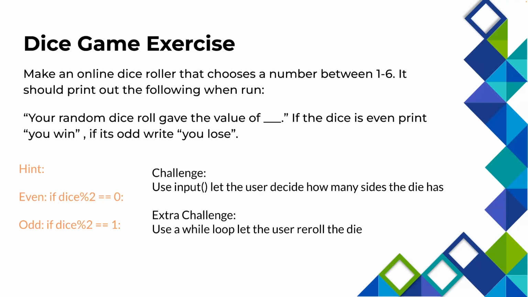Take a moment to implement this, and if you need some help, there are a few hints at the bottom. As a challenge, use the input function to let the user decide how many sides the die will have. And as another challenge, use a while loop to let the user re-roll the die. Take a moment and pause this video and try out this exercise by yourself, then come back if you need help.